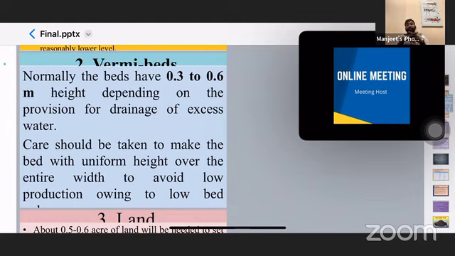Care should be taken to make the bed with uniform height over the entire width to avoid low production owing to the low bed volume. The bed width should not be more than 1.5 meter to allow easy access to the center of the bed. So the maximum width of any bed is 1.5 meter, so that access can be made easily in the vermi beds.